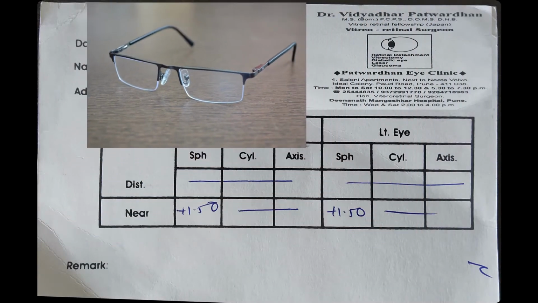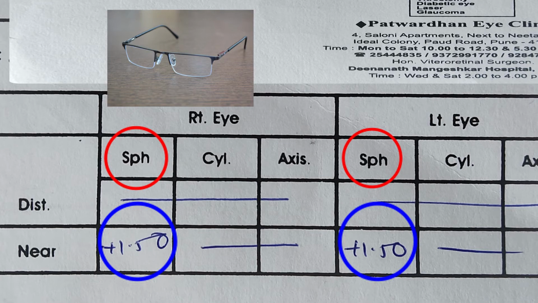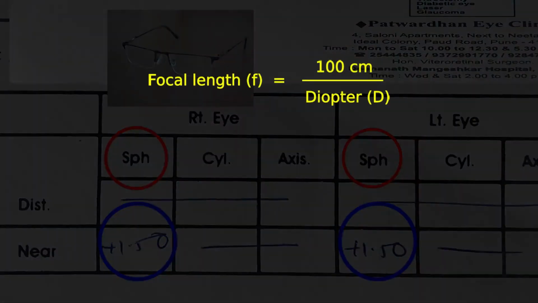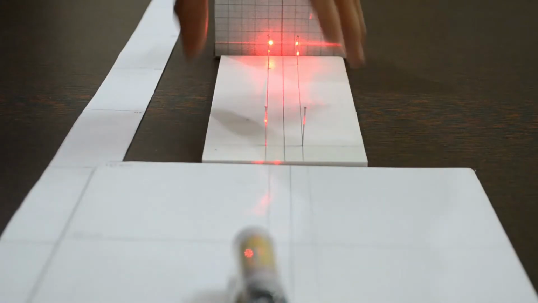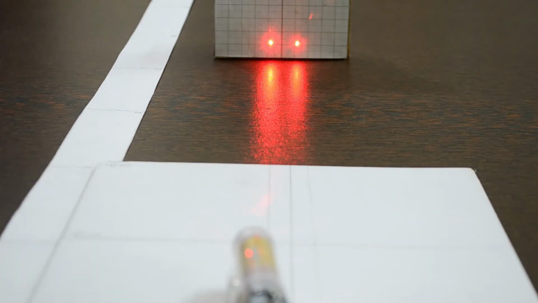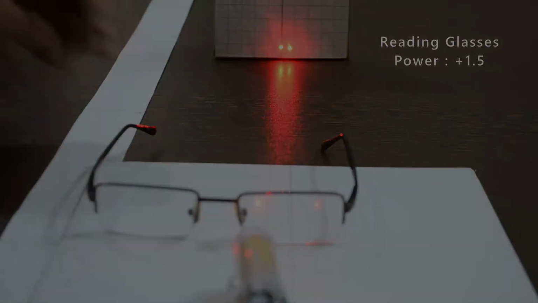In this video, power of reading glasses is found with the help of basic setup. Relation between focal length of the lens and its power is explored. Same is verified with the activity. Focal length for this lens should be 1 upon the power, that is 1 meter divided by 1.5 or 100 centimeter divided by 1.5, which is approximately 66 centimeter. We will place one part of the glass or lens in the path of parallel rays coming from lasers. Distance between two rays will change.